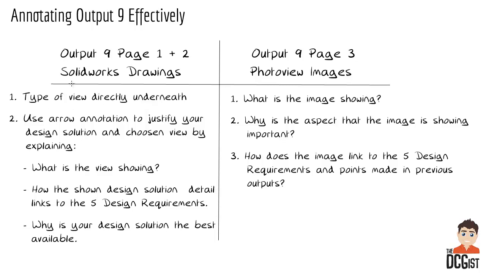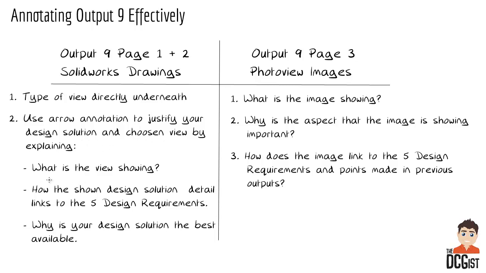Okay. With the Solidworks drawings, what you need to make sure is to say what type of view it is directly underneath. Okay, so it might be elevation, it could be plan, it could be detail view, whatever it is. And then use arrow annotation to justify your design solution and chosen view by explaining 3 things.